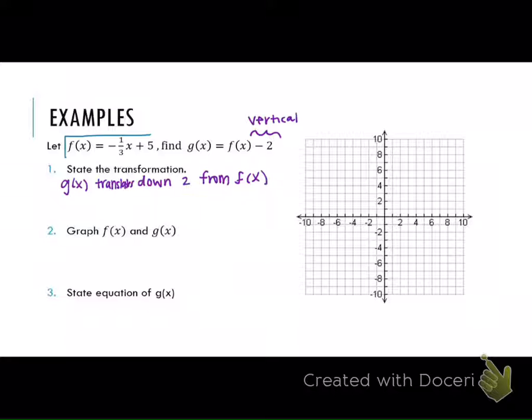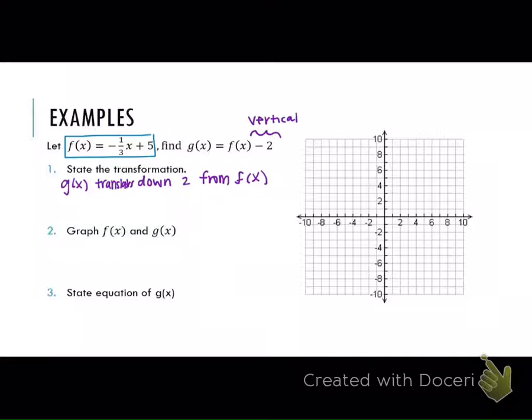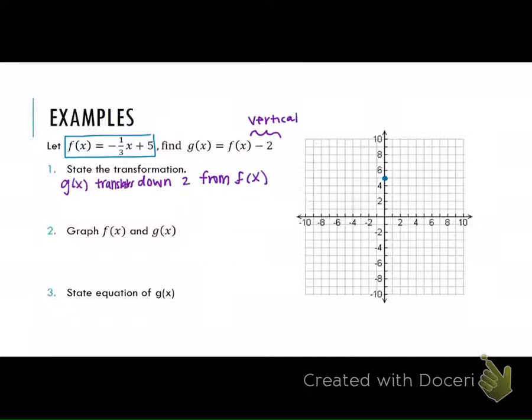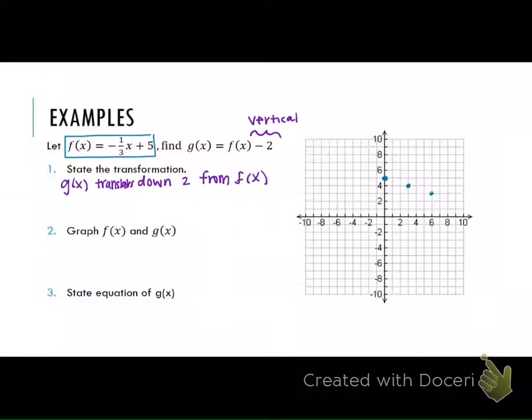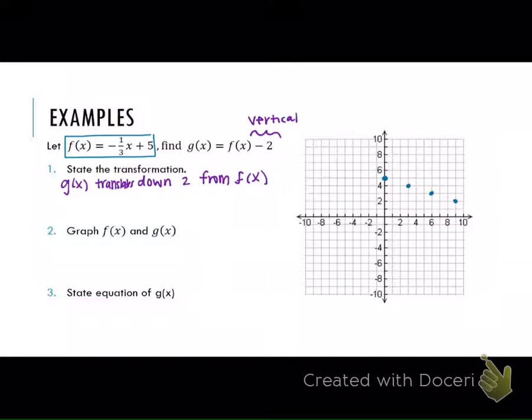So I'm going to start graphing f of x. f of x starts with a y-intercept of 5, and the slope is negative 1 over 3, so that means down 1, right 3. It needs to make a negative slope, so if you go up 1, you'd go left 3.